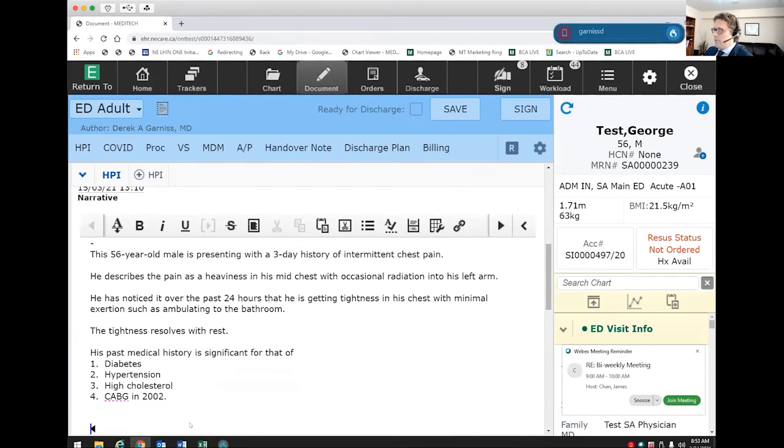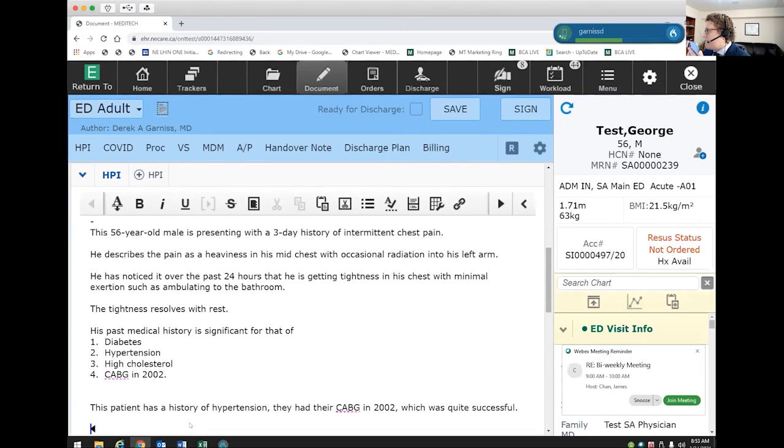So I'll give you an example. CABG versus cabbage.

This patient has a history of hypertension. They had their CABG in 2002, which was quite successful.

The patient also has an allergy to carrots and cabbage.